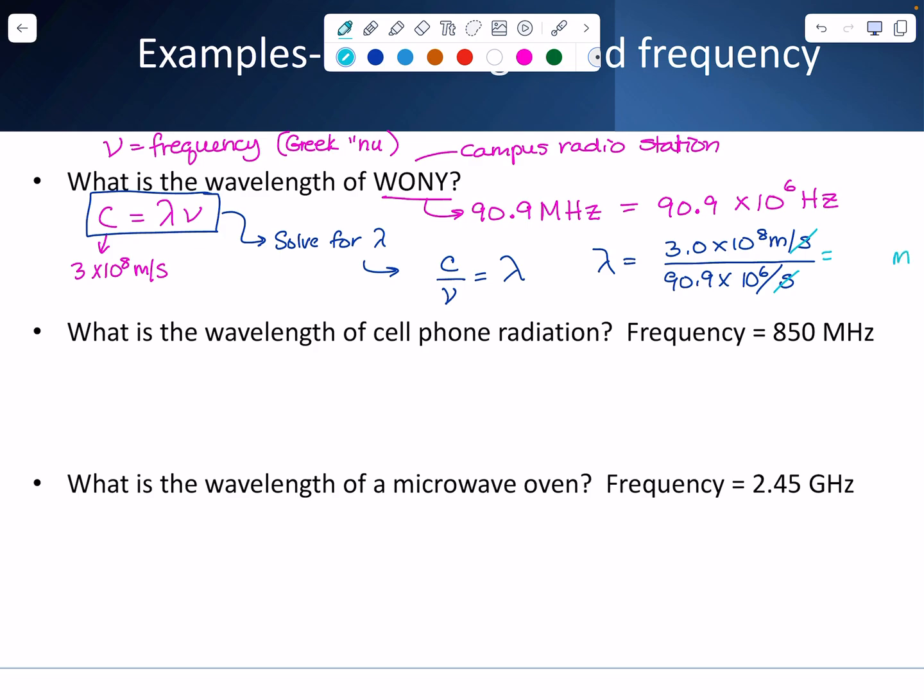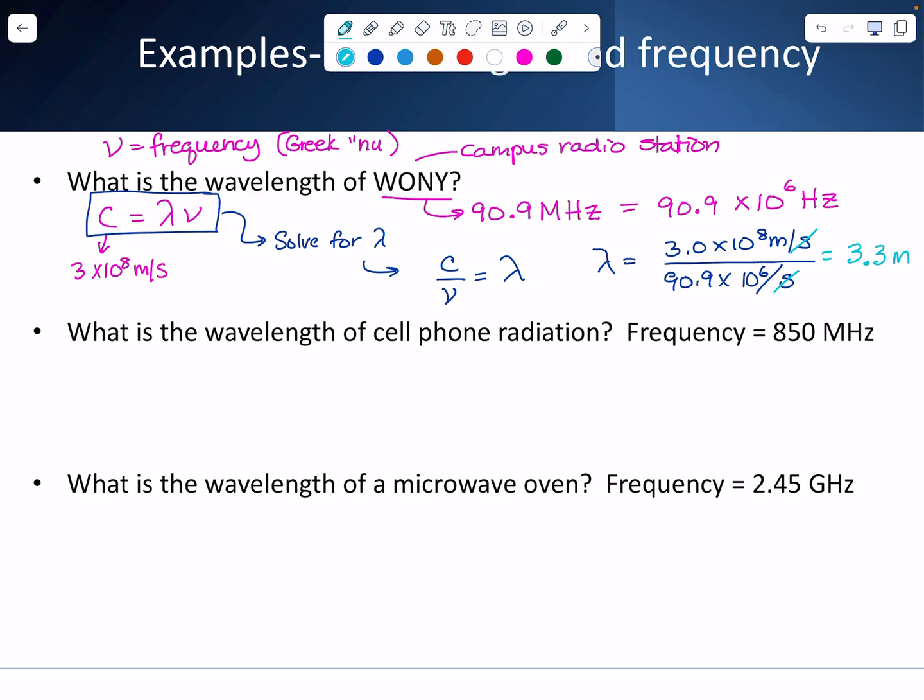Let me grab a calculator. So we've got 3 times 10 to the 8th divided by 90.9 times 10 to the 6th, and we get 3.3 meters.